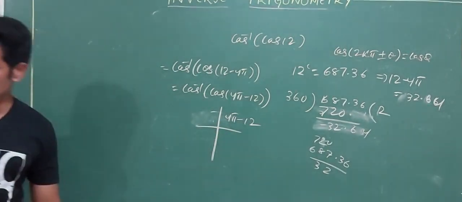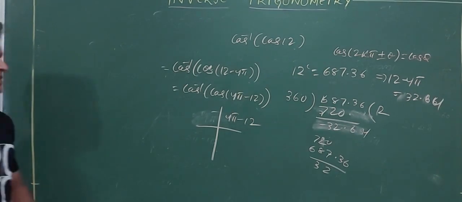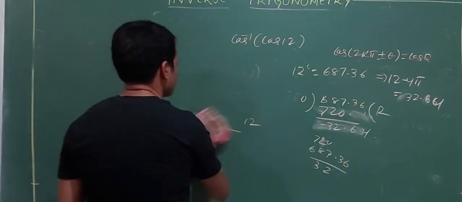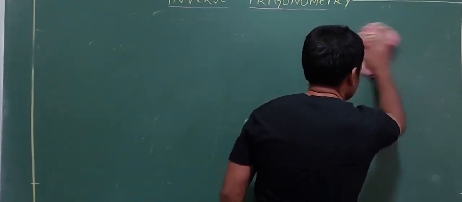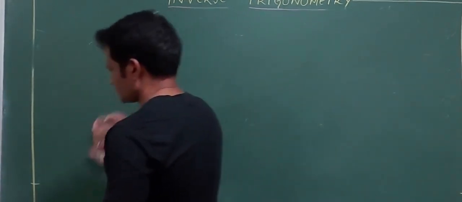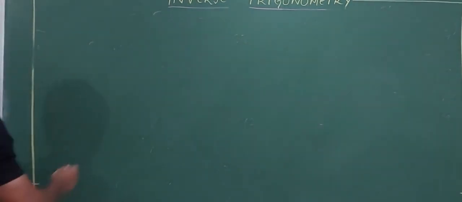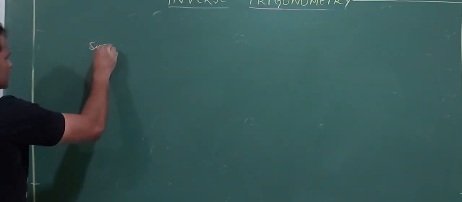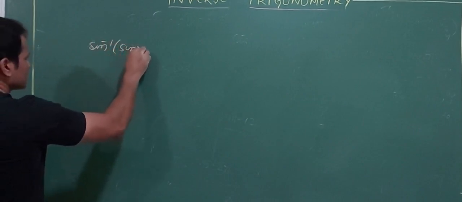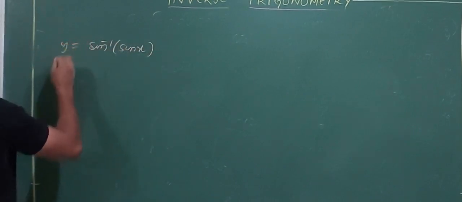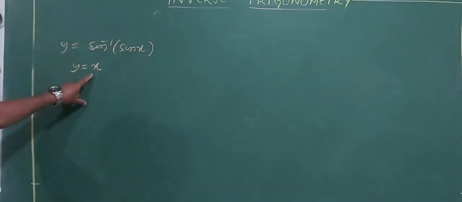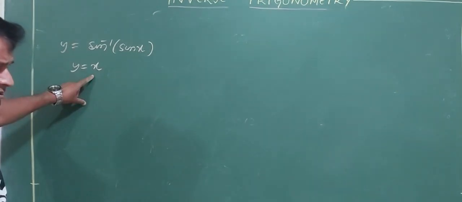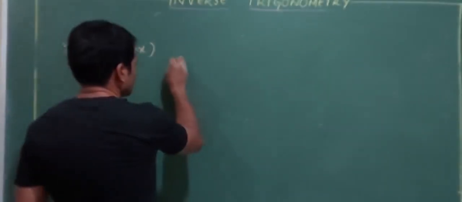Okay. Now let us go with the graph. The same questions we are going to deal with using the graph. How to draw the graph of sine inverse of sin x? If I consider this equal to y, then obviously I get y equal to x. But y equal to x only exists for the principal range, minus pi by 2 to pi by 2. The rest of the values are different. So how to do that graph?